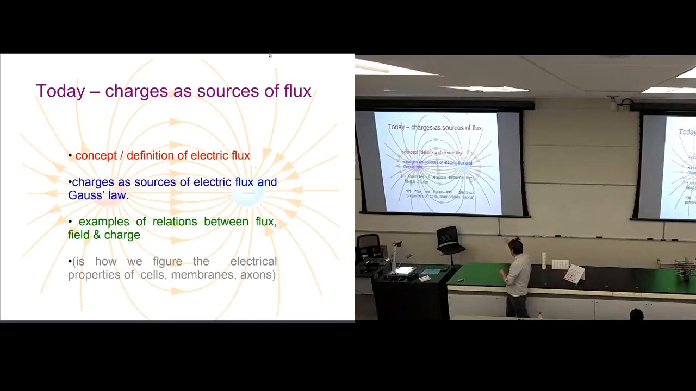I want to point out that if you're a biologist and you wanted to understand the electrical properties of a cell, and cells obviously have electrical properties, that's their key properties, you would use Gauss's law, that's this class, not Coulomb's law, last class, to understand the electrical properties of, for example, the cell or the membrane of the cell or an axon of a neuron. So Gauss's law is very useful in that context.